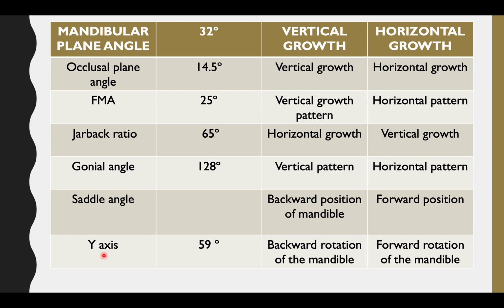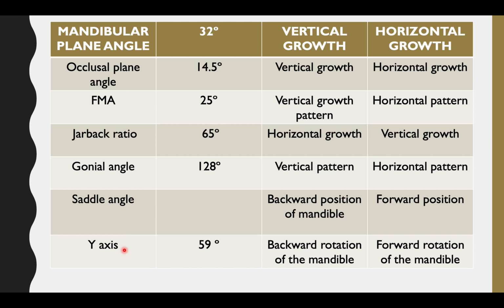Next, moving on to the y-axis. In your Downs analysis, it is a growth axis. It will show the growth related to your mandible. It is around 59 degrees. An increased angle means backward rotation of the mandible, again the vertical growth pattern, and decreased is the forward rotation of the mandible, again the horizontal growth pattern.